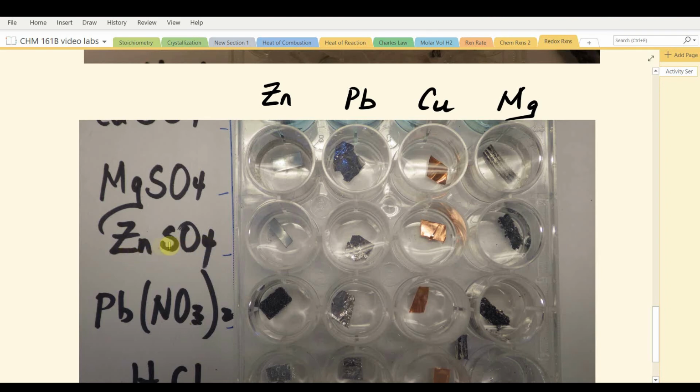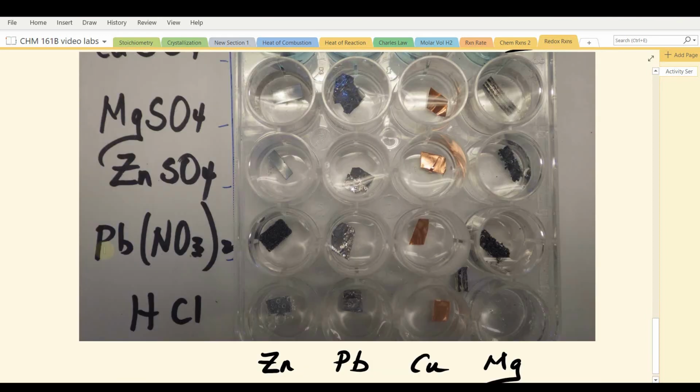Zinc is the second highest on the activity series, and therefore its cation should only be reduced by magnesium, which is what we see. The zinc cation is not reduced by copper or lead. Lead plus 2 is rather medium to low on the activity series. It would be reduced by any metal that's higher on the activity series, such as zinc and magnesium. It won't react with itself, and certainly copper cannot reduce lead plus 2 ion.